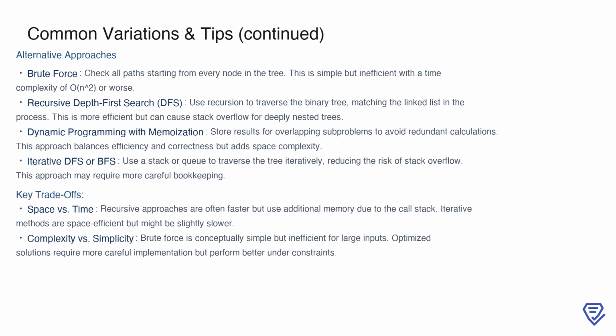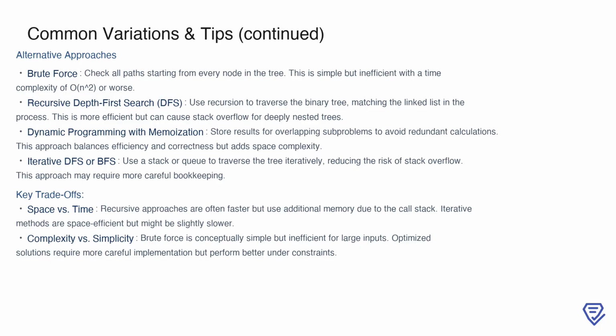There are also several alternative approaches you can consider for this problem. A brute force method involves checking all paths starting from every node in the tree. While this approach is simple and easy to understand, it's highly inefficient, with a time complexity of n squared or worse. A more efficient option is to use a recursive depth-first search, where you traverse the binary tree and attempt to match the linked list in the process. However, recursion poses the risk of stack overflow for deeply nested trees.